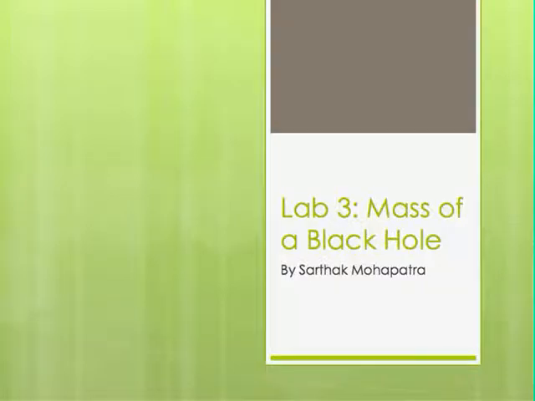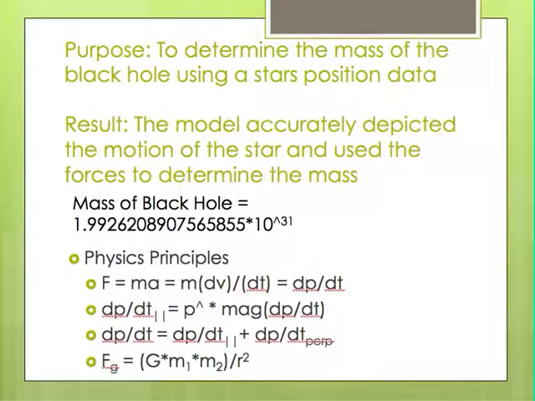My name is Sarthak Mohapatra, and this is my presentation for Lab 3, Mass of a Black Hole. The purpose of this lab was to determine the mass of the black hole using a star's position data that was provided to us in a CSV file. The result was that the model accurately depicted the motion of the star and used forces to determine the mass. In this case, I found that the mass of the black hole was 1.993 times 10 to the 31st, approximately.